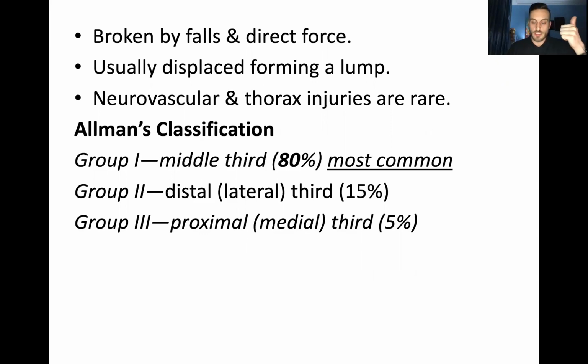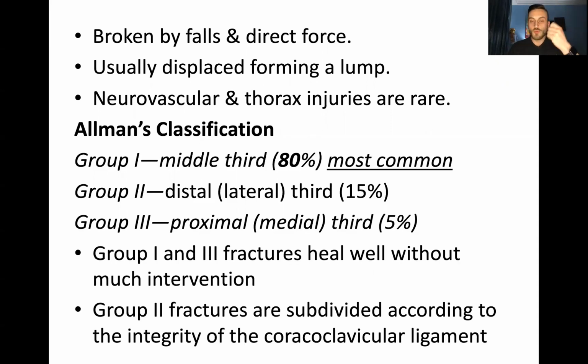So if we're going to classify the clavicular fracture according to Allman, he says that it's three groups, 1, 2, and 3. 1 is the middle, which is the most common, 80%. Group 2, which is the lateral or the distal, 15%, and group 3, which is the proximal, 5%. Group 1 and 3, usually they are treated conservatively. They may need surgery, and we will talk about it in a bit, but usually they are conservative.